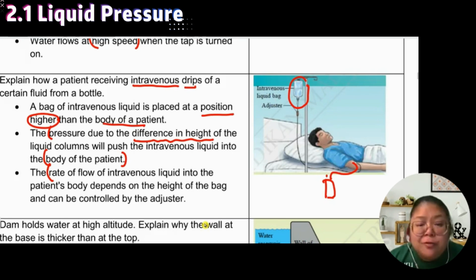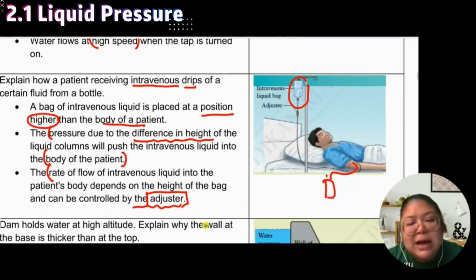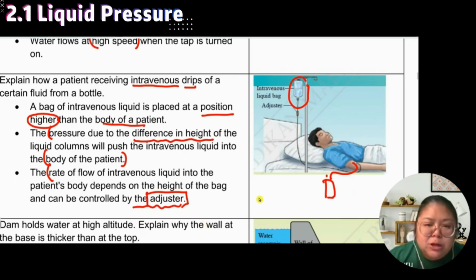Okay, how fast you want the flow depends on your adjuster. Some want it slow; if you want more drip to go into the body, or want it slow, it can come out also. So this depends on your adjuster, but the pressure depends on the height. Different things. So this depends on the height of the bag, and you can also control it with the adjuster. Sometimes you are at the low position, but you can control the pressure with the adjuster, letting the liquid inside come out faster. It depends on the pressure and the adjuster. Right? Important.